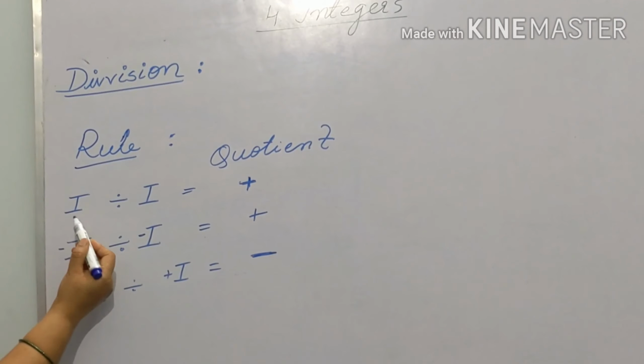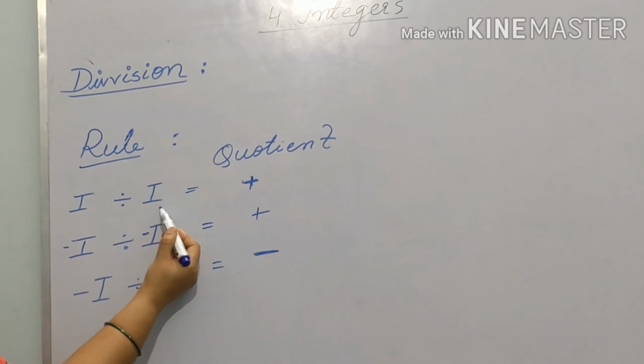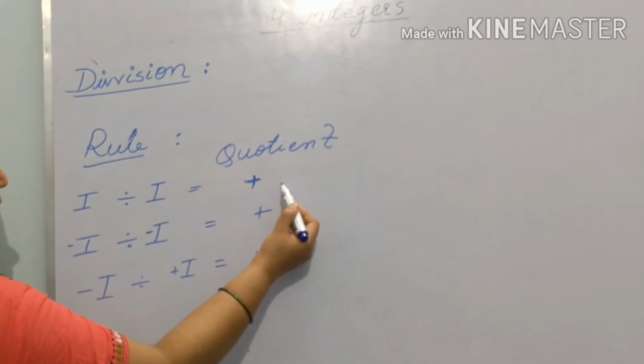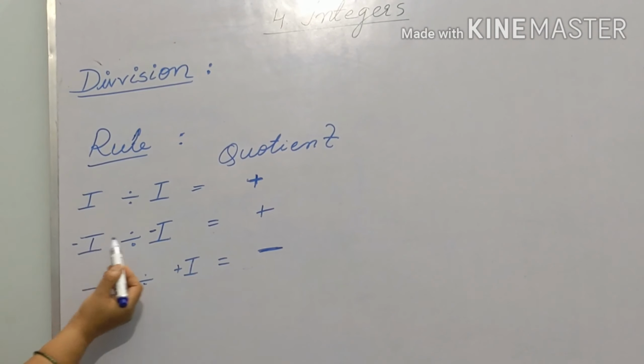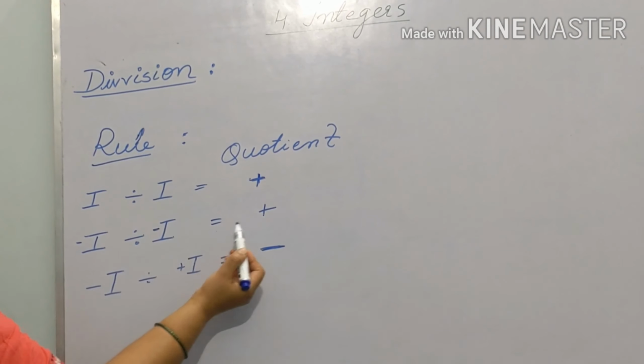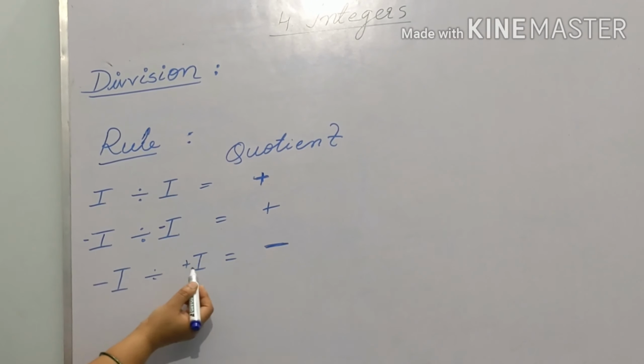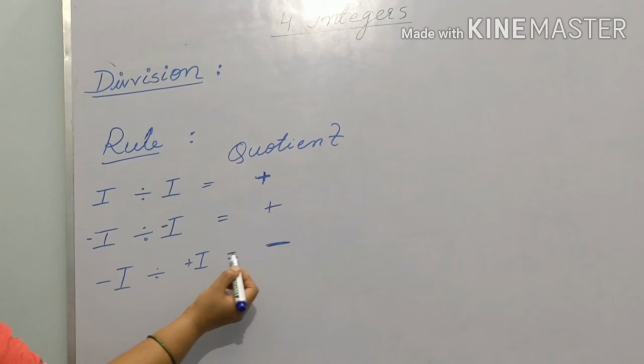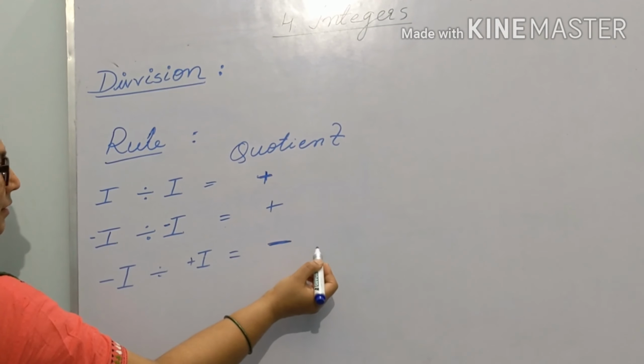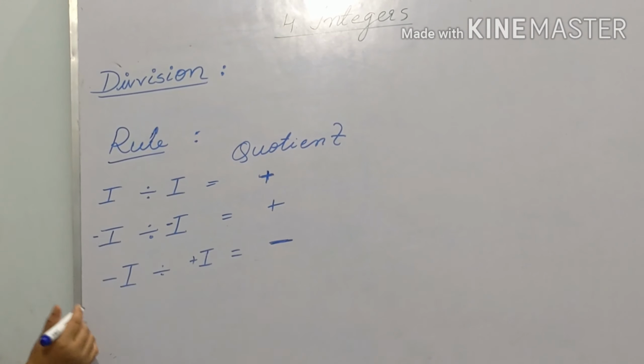Rule 1, when two positive integers are divided, the quotient is always positive. When you divide two negative integers, the quotient is always positive. And whenever the division is of two integers with opposite sign, the quotient is always negative. Let me explain with example.